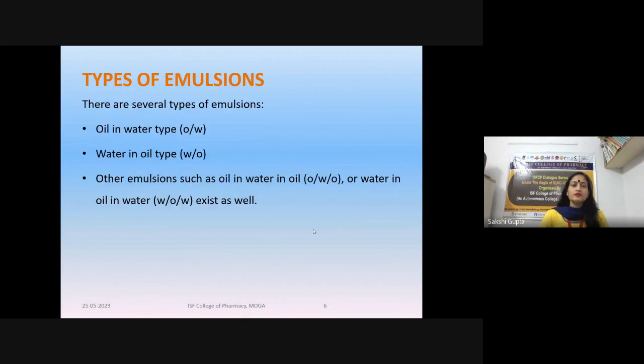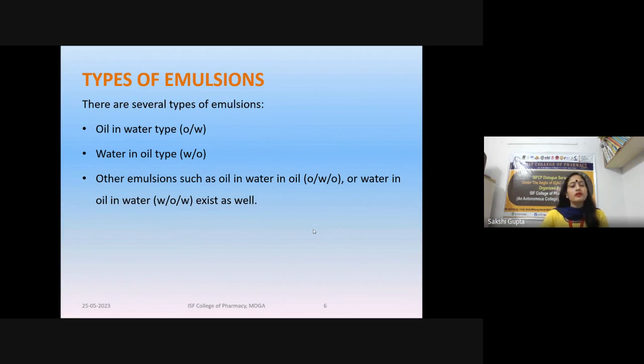So, moving towards the types of emulsion. There are several types of emulsions. The first one is oil in water type, next is water in oil type, and some other emulsions like oil in water in oil or water in oil in water. That is multiple emulsions. They also exist as well.